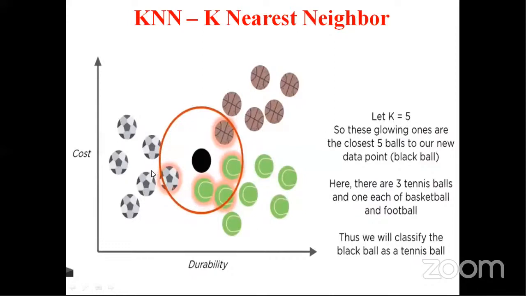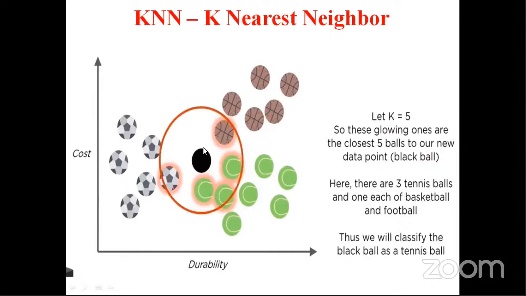Okay. So now the circle has been drawn. In this one, we find there are 3 tennis balls and 1 each of basketball and football. So when the circle is drawn for the nearest neighbors, with the condition that 5 have to be covered, 5 neighbors are covered. Then it starts analyzing. It got 3 neighbors with tennis, 1 with basketball and 1 with football. Since more neighbors are tennis balls, it will assign this data point to the tennis ball.